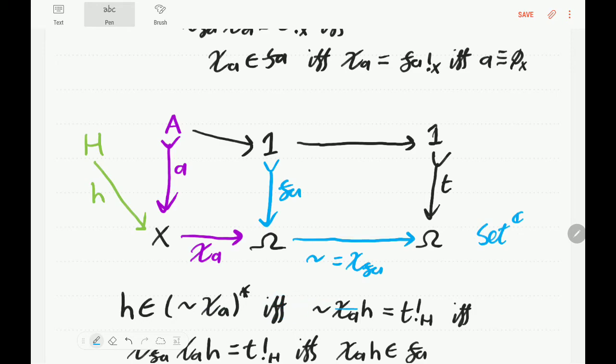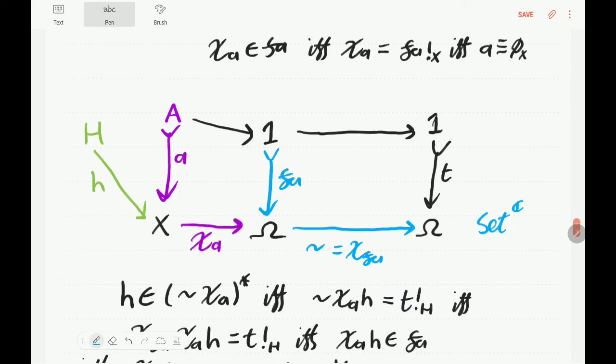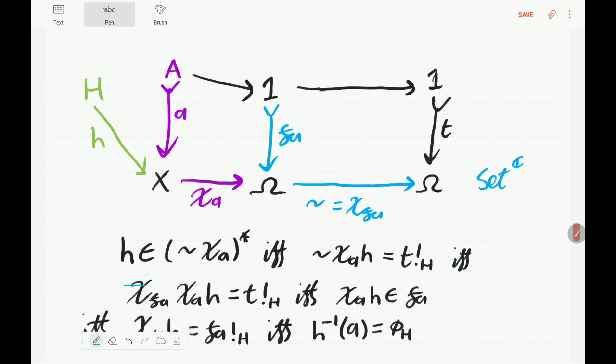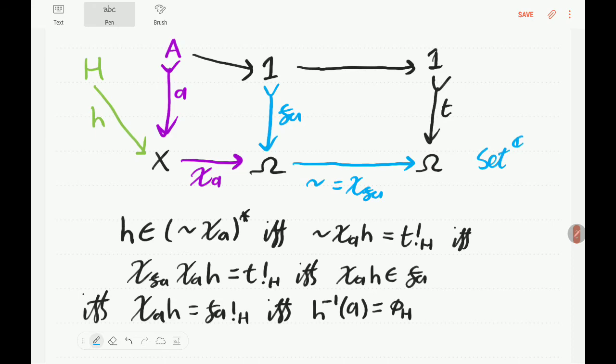Well, we can see immediately that this is going to happen if and only if not of chi of A after h sends everything to true, which happens if and only if chi of fa after chi of A after h sends everything to true, which happens if and only if chi of A after h is in false, and false is just a point, so this happens if and only if chi A after h equals false after exclamation mark h.